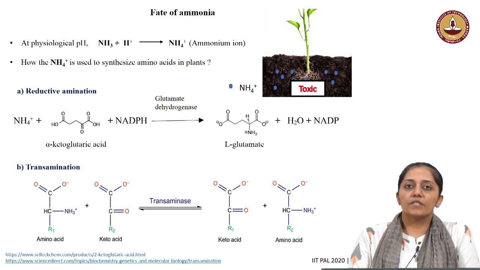In the reductive amination, the ammonium ions combine with alpha ketoglutaric acid and NADPH. This reaction is carried out via glutamate dehydrogenase to obtain L-glutamate, while in a transamination reaction, an amino acid combines with a keto acid in the presence of transaminase. So, this reaction is carried out by transaminase, converting it into another amino acid.